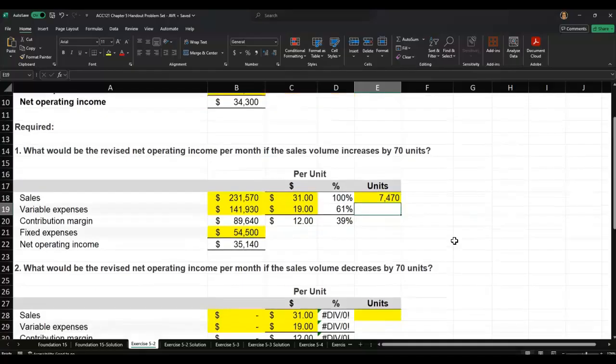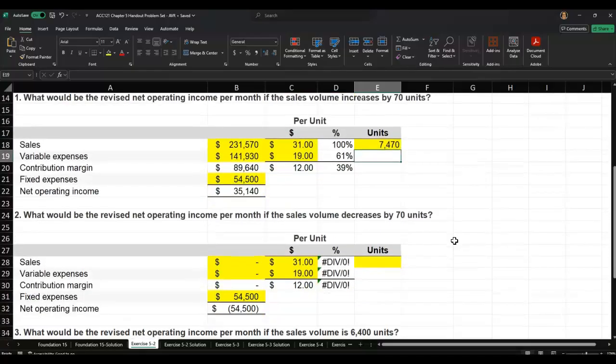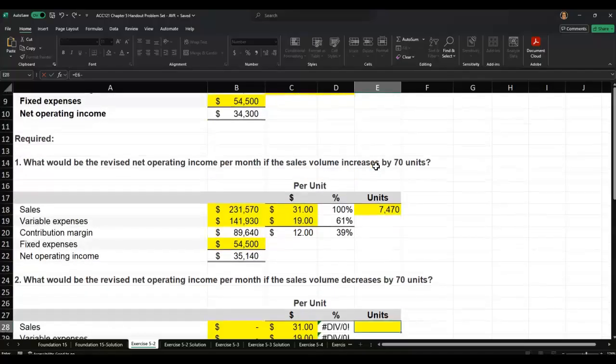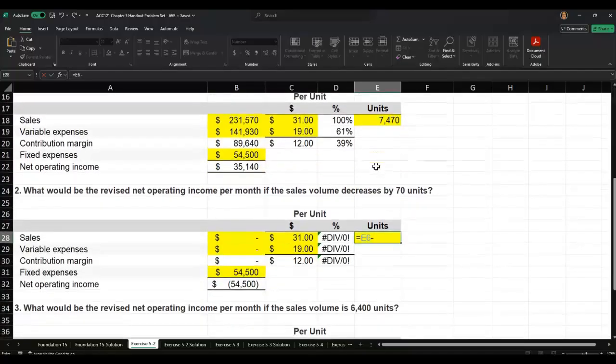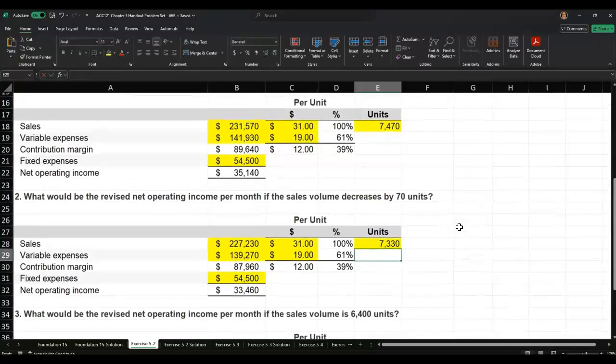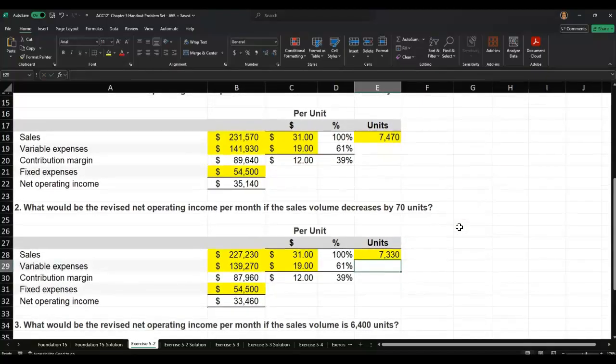All right. Then they ask you what will be the revised net income per month if sales volume decreases by 70 units. Well, let's just go ahead and pick up the original 7,400 units and subtract the 70 units. So that's what happens. The first one is going up by 70 units.